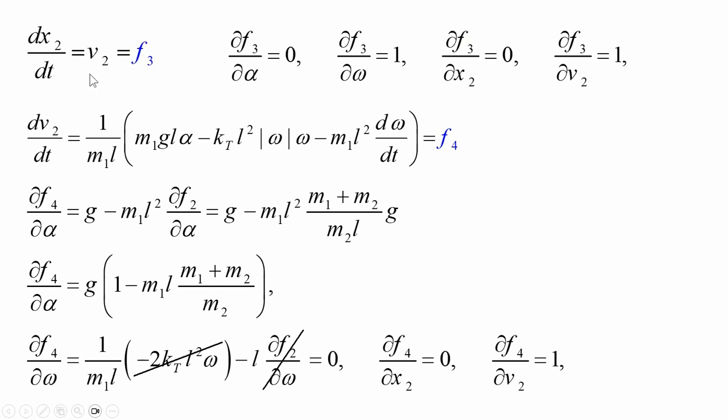With respect to alpha is 0, there is no alpha term here. Because here is v2 and del v2 by del v2 will be 1. This was pretty easy and straightforward.